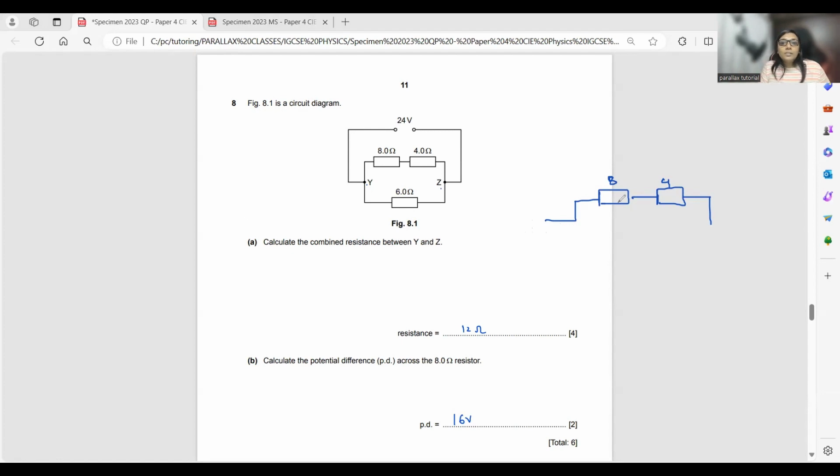Okay. So before going there, let's just very quickly draw the diagram once more so that we know what we are supposed to find. This is Y, this is Z, and these are the three resistances. One is 8, one is 4, and one is 6. We are supposed to find the equivalent resistance. That is, if you combine these three together, what is the resistance you get between Y and Z? That is specifically asked in this particular question.